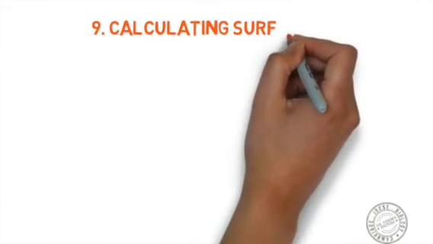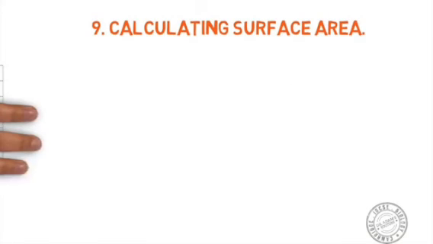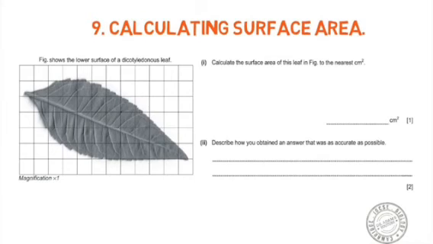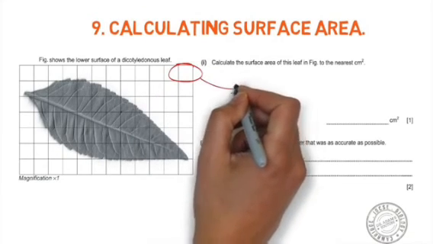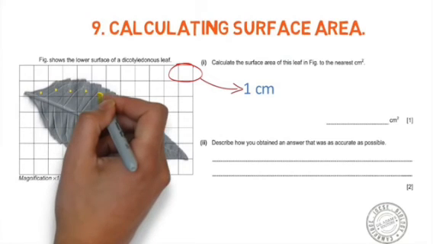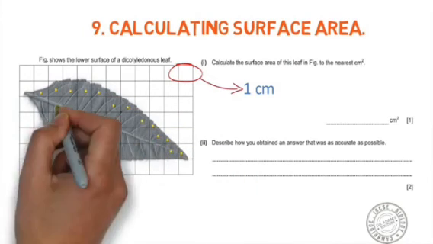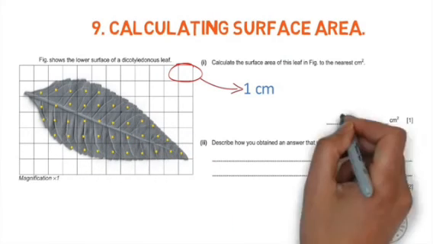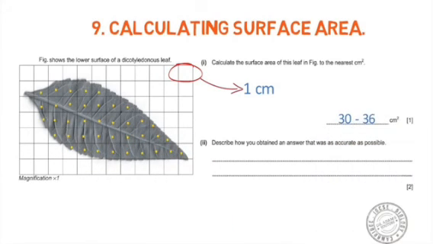Calculating surface area. Here is an example. First, determine the area of a single square. Then, start counting. And do not forget to record your answer.